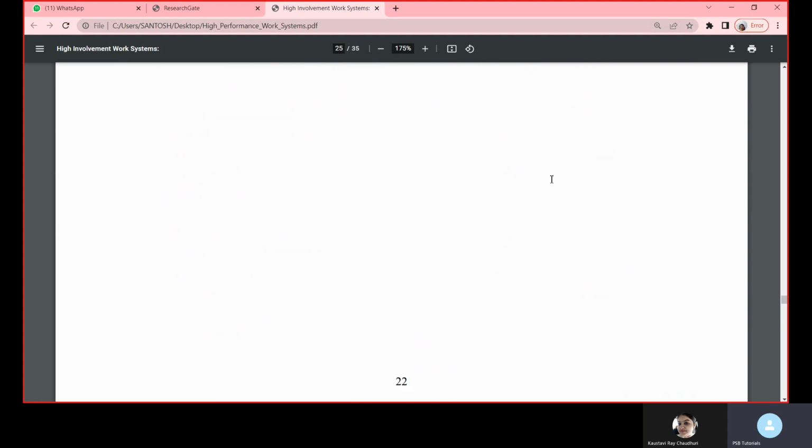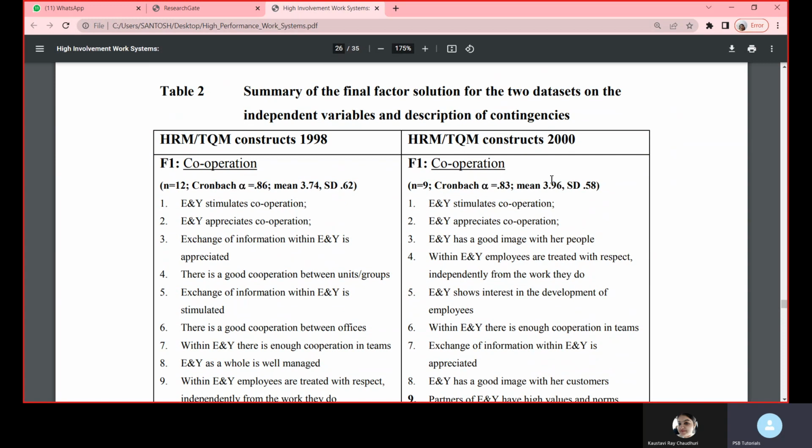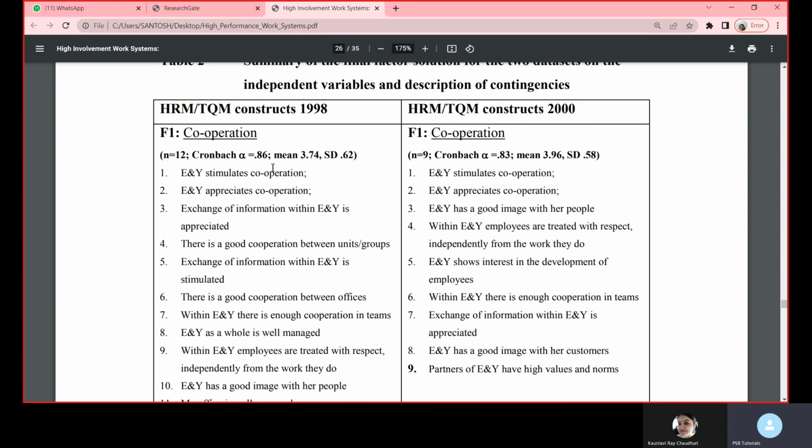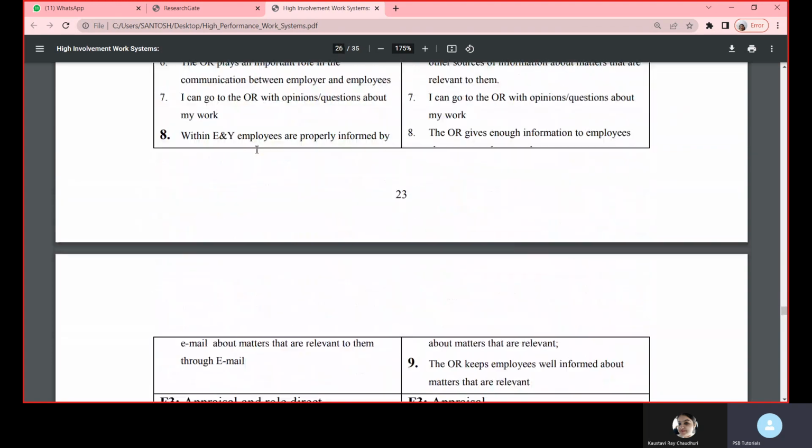So here is the procedure to analyze the two data sets. This is simply the research part that they have done. Fine. So there is a summary of the final factor solution for the two data sets, independent variable and description of contingency. This is simply whatever they have researched, and these are the results of that. So we don't need to do this, but we understood.